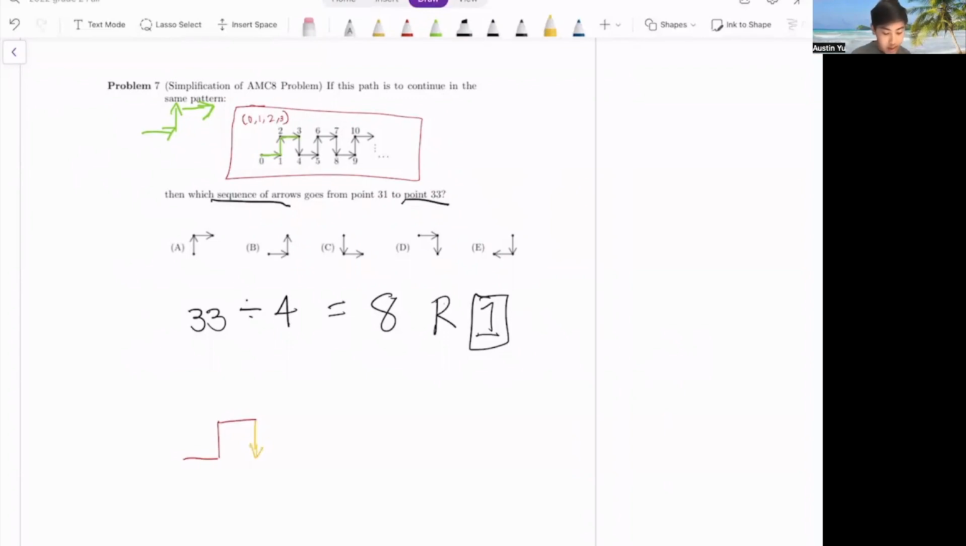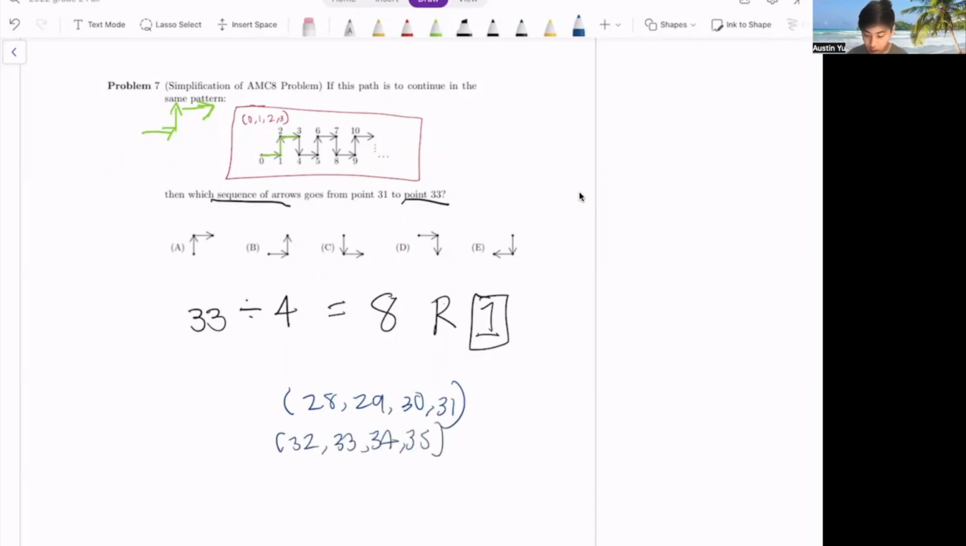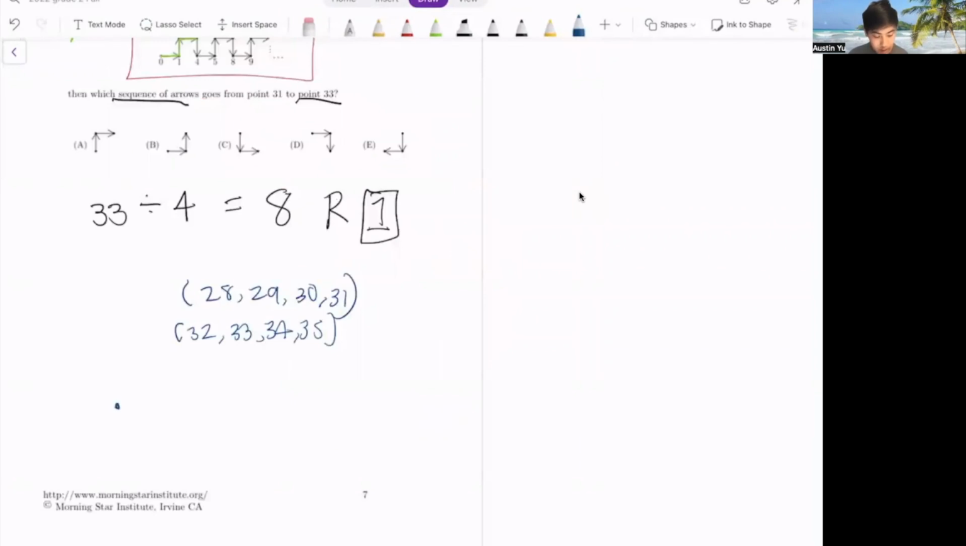And it says which sequence of arrows goes from point 31 to point 33. We just go back, highlighted in blue this time, 33, 32, and 31. So since 31 is at the end of the cycle, which is 28, 29, 30, 31, and 33 is on the second position of the next cycle, which is 32, 33, 34, and 35, we quickly get that 28 is the first one in the sequence, which is just on the bottom left-hand corner. 29 goes right, 30, of course, goes on the top, 31 goes on the right-hand top.